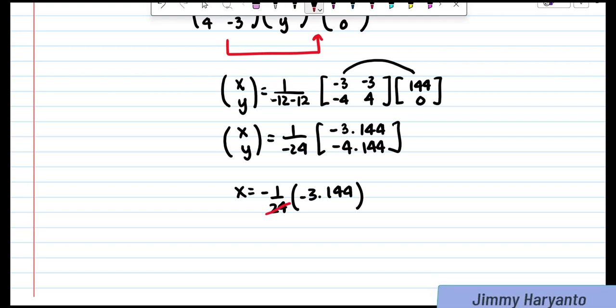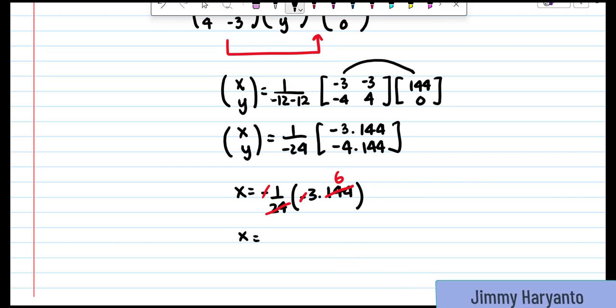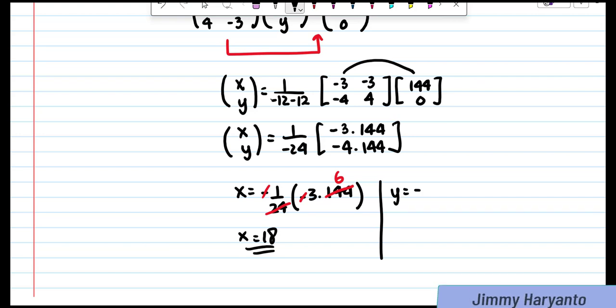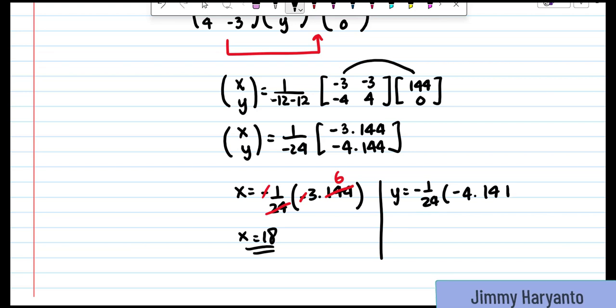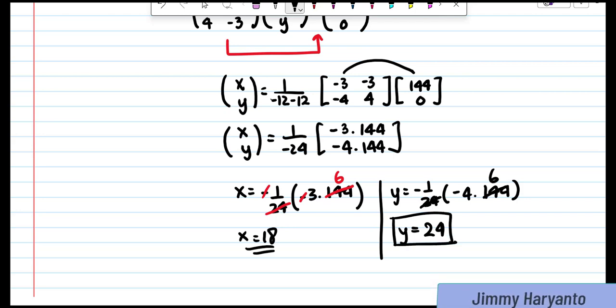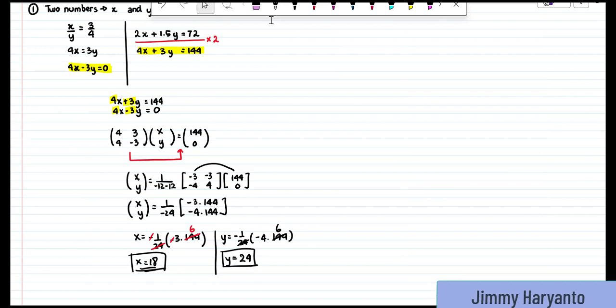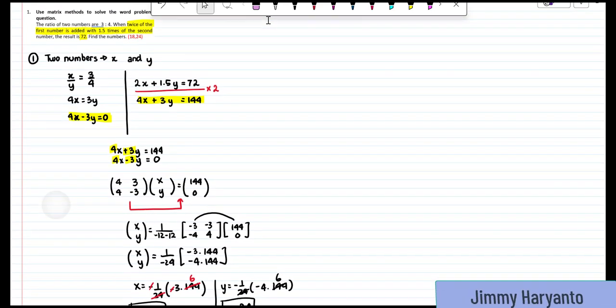You can cross out this and this, with 6 as the result, negative negative, so x equals 18. And then for the y, it will be y equals negative 1 over 24 times negative 4 times 144. You can cross out this, it will become 6, and the result for the y will be 24. There you go. We already have the x and also the y. So this is the solution of your test.